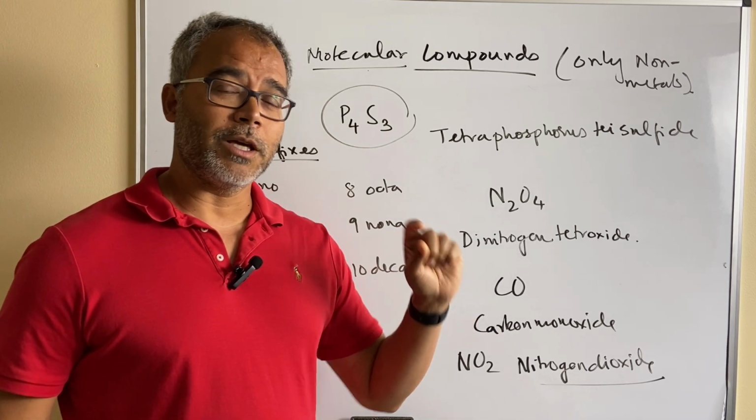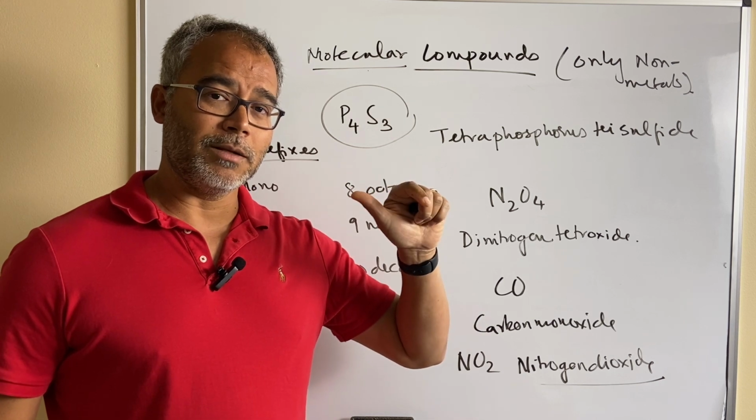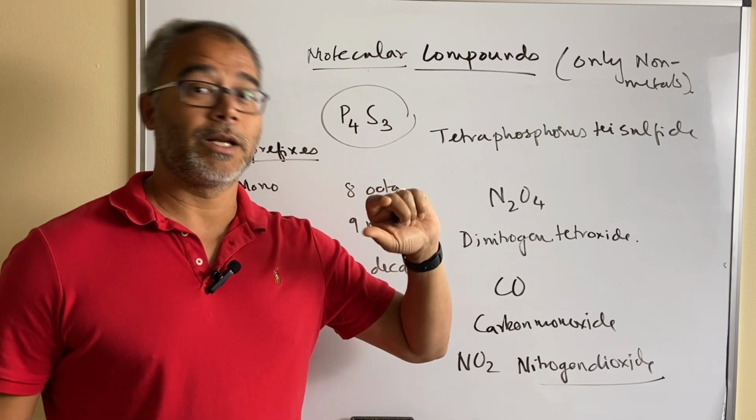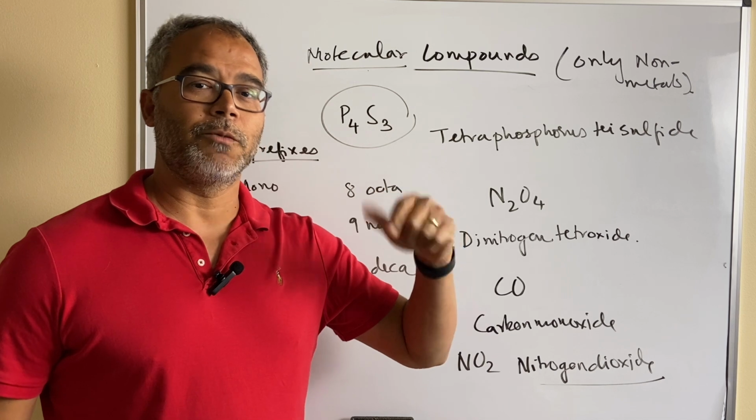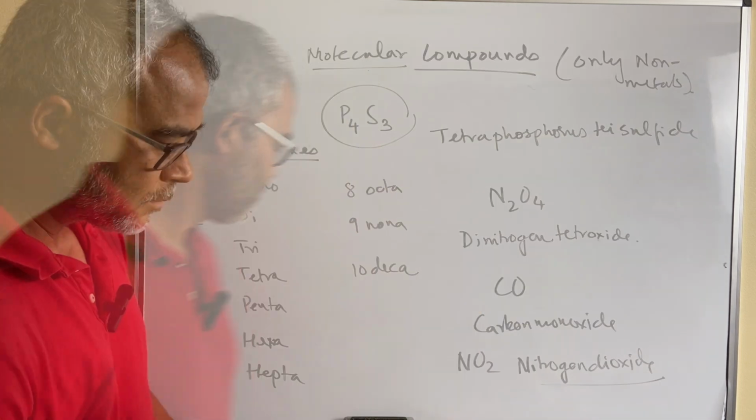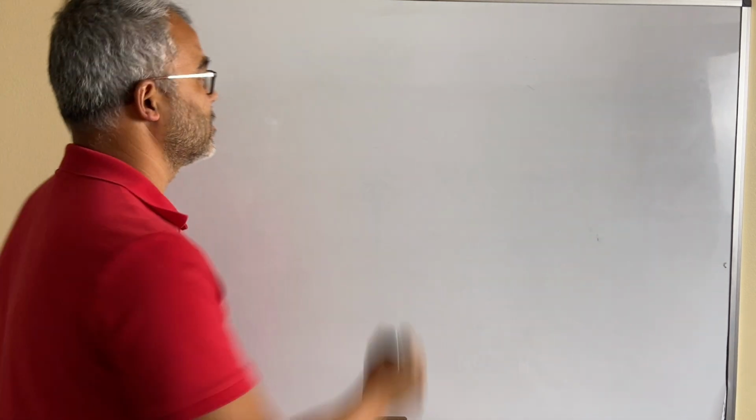The key thing to remember is if you have variable charges in the metals, so if a metal can form a +2 and a +3, you have to indicate that with Roman numerals in the name. Let's talk about naming acids.